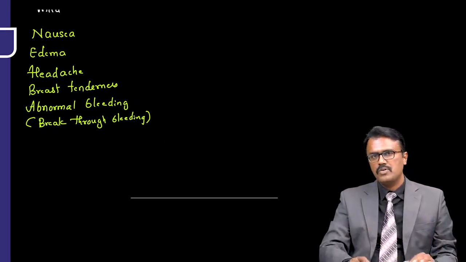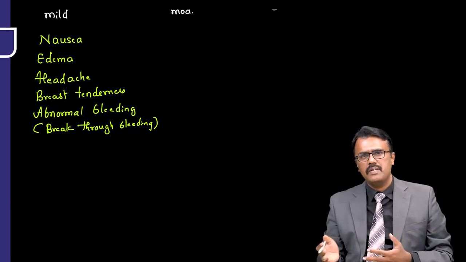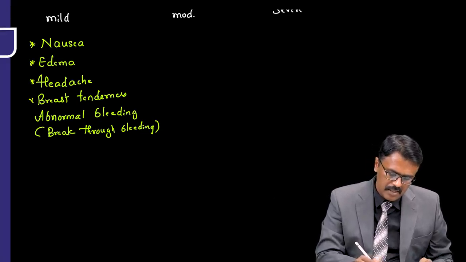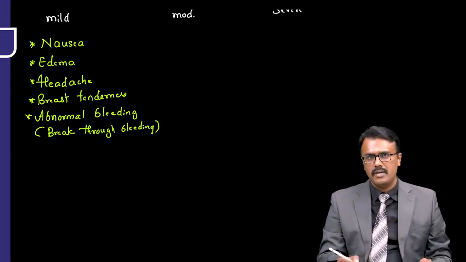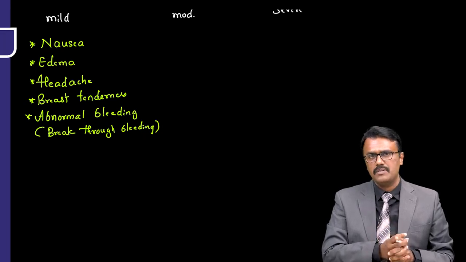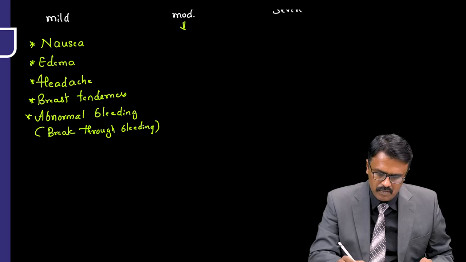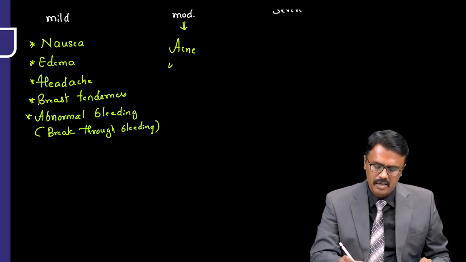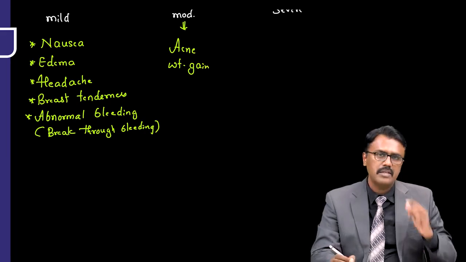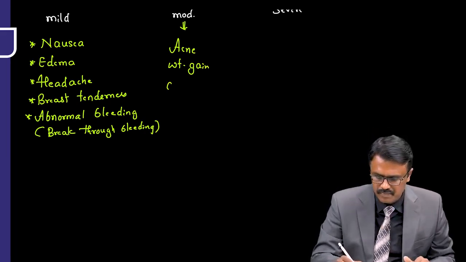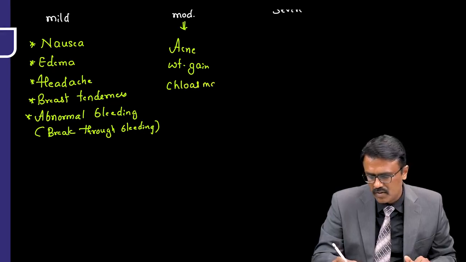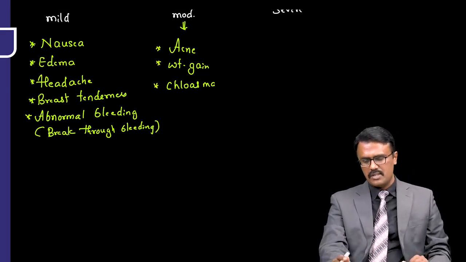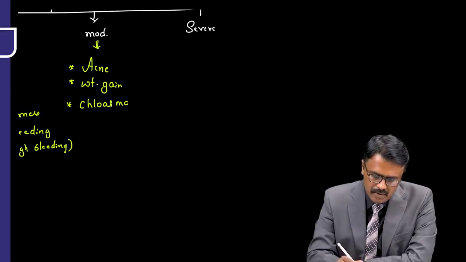Now, if there is breakthrough bleeding, what should we shift the patient to? Shift the patient to biphasic, triphasic pill. So nausea, edema, then headache, breast tenderness, and abnormal bleeding are the important things. Sometimes patient may miss the period in between also. So these are the problems. Moderate, which the patient will not accept, that is called acne. Then the patient may get weight gain and pigmentation of the cheeks, that is called chloasma. So these are cosmetic adverse effects which the patient will not accept, and that's why most of them discontinue these things. The severe, you can remember by the C's.